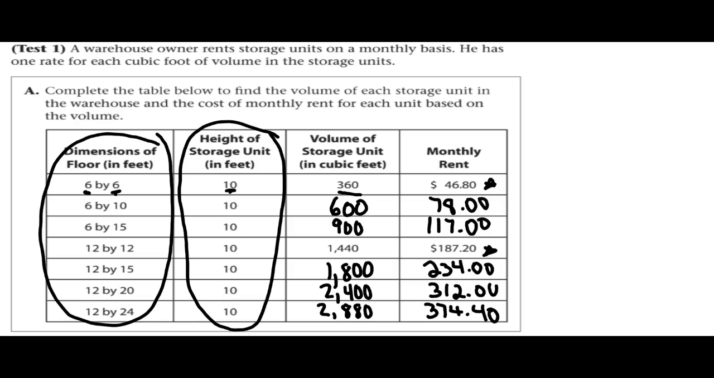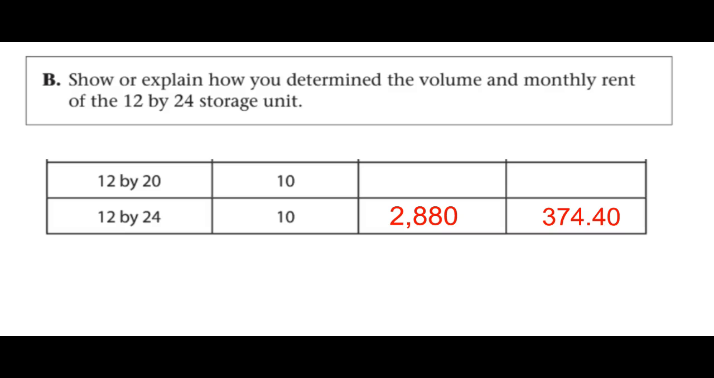Okay, so when you go to part B, the question said, show or explain how you determine the volume and the monthly rent of a 12 by 24 storage unit. So if you're going to explain this, you would have to write out the entire process that you went through. If you're going to show it, then you would have to show the math. So for this one, you would have to show your multiplication of 12 times 24.